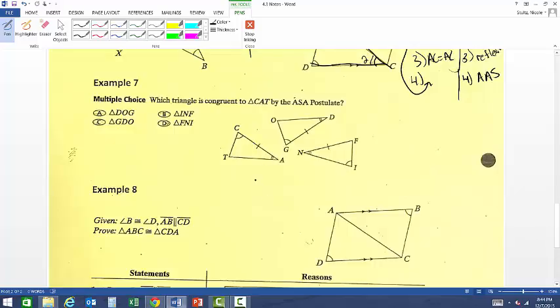If we look at triangle CAT, we actually have an angle side angle theorem. So the other triangle that would fit angle side angle would be this one right here. So since C and G have one rainbow, C has to go with G. So I'll write G above that. A and D both have 2 rainbows, so D goes with A. And then obviously O goes with T. So it would be C, G, D, O.